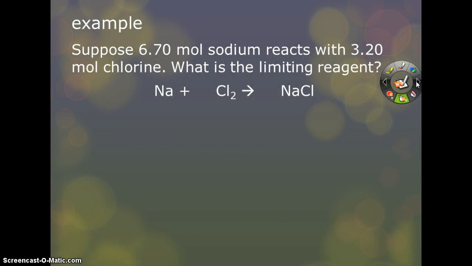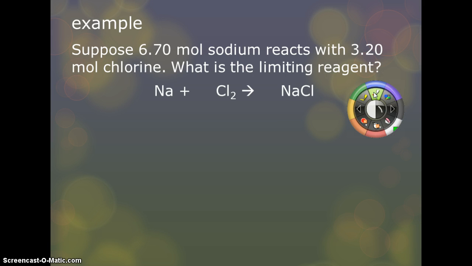Suppose you have 6.70 moles of sodium reacting with 3.20 moles of chlorine. You need to make sure your reaction is balanced, which in this case it is not. So we're going to go ahead and balance that. And that means we're going to have a 2 and a 2 here.